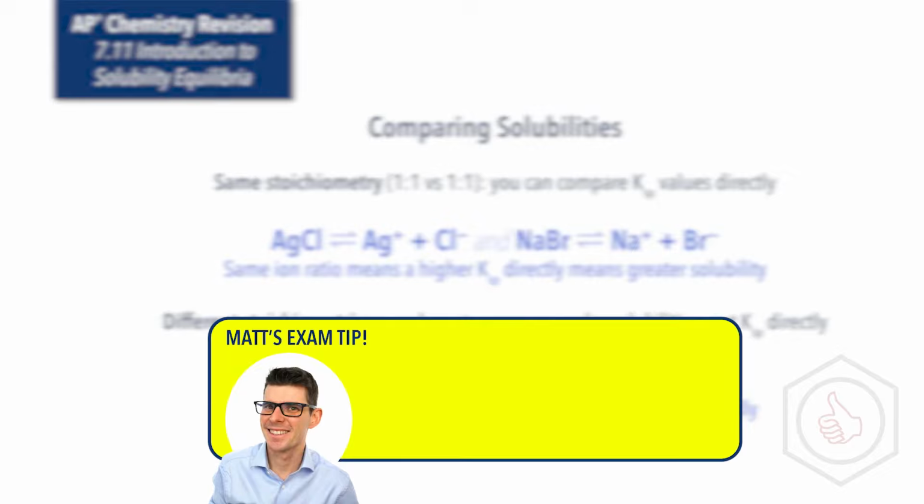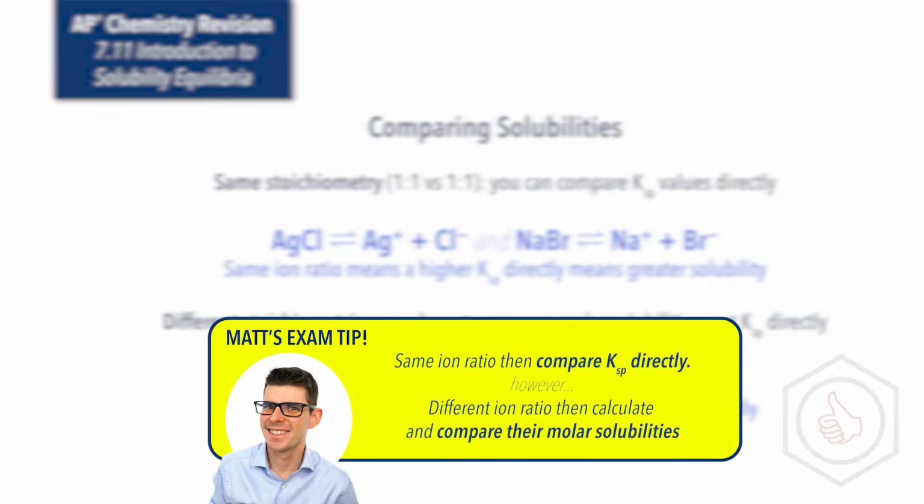Exam tip here, this is a really key rule to remember. If salts contain the same ion ratios, then you can compare their solubilities directly using KSP values. However, if the salts contain different ion ratios, then you first must calculate their molar solubilities in order to determine which one is more soluble.